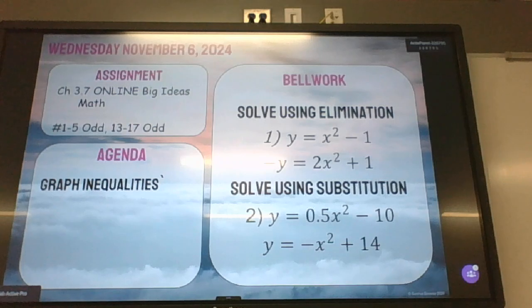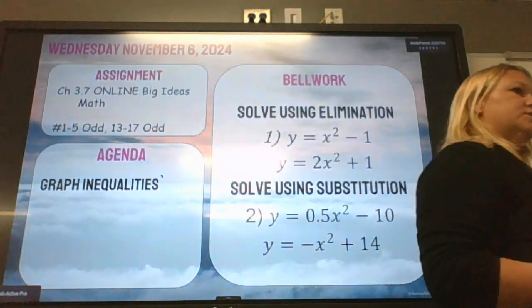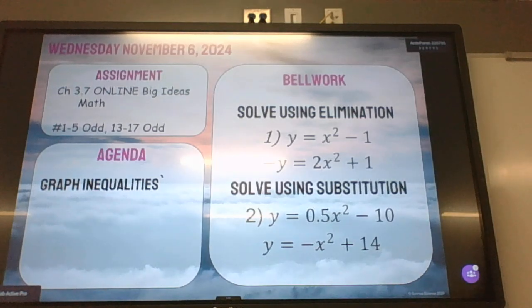So we've got y equals x squared minus 1, which I can picture. I can picture that parabola. And negative y equals 2x squared plus 1. Now, I really just want to see the picture. I want to make sure that you're connecting your math to the visual. I think every time we can reinforce our equations with a picture is a good idea. So I'm going to look at this one before I even do the problem.